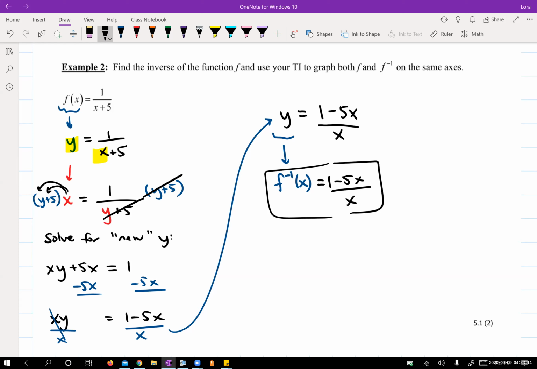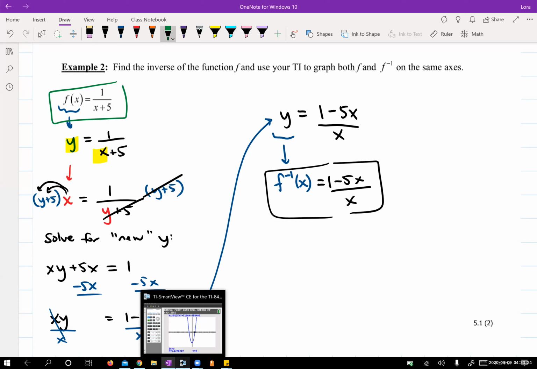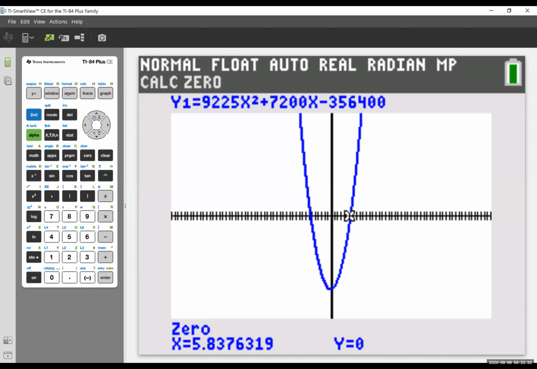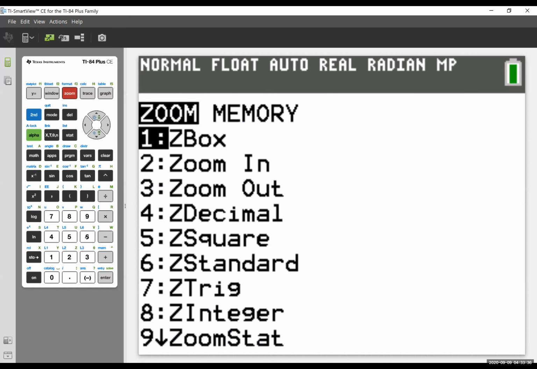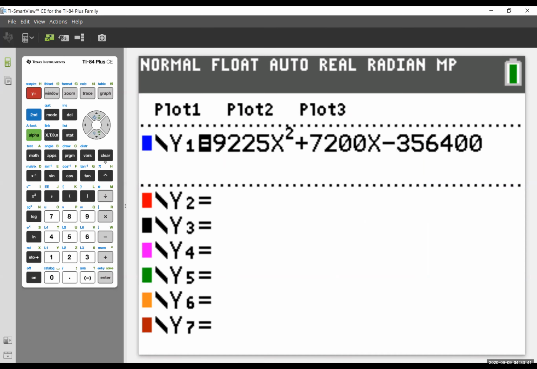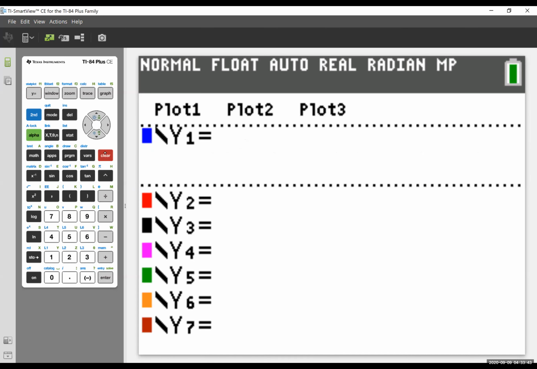At this stage, what I'd like to do is graph the original function and the inverse on the same axes in our TI. So we'll move over to our TI. Looks like we have an old problem here, so let's clear out. Let me zoom to standard first. I'm feeling we're going to have a nice 10 by 10 window. We'll clear out our function, and we're going to enter y1 as the original function.